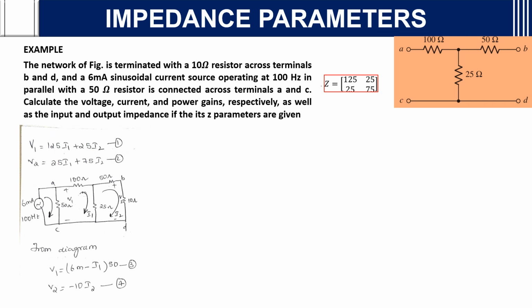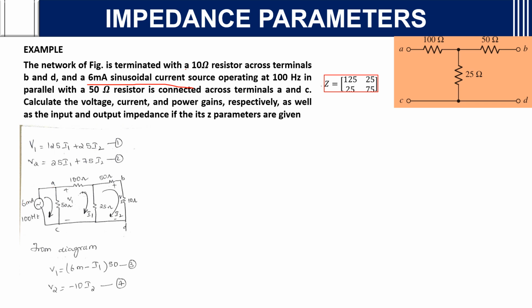After writing this, you should draw the circuit in the form the question has given. If you see, it is terminated with a 10 ohm resistor across terminals BD. So a 10 ohm resistance is connected across terminal BD. After that, there is a 6 milliampere sinusoidal current source operating at 100 Hz in parallel with 50 ohms, connected across terminals AC. So we have connected it according to the question.